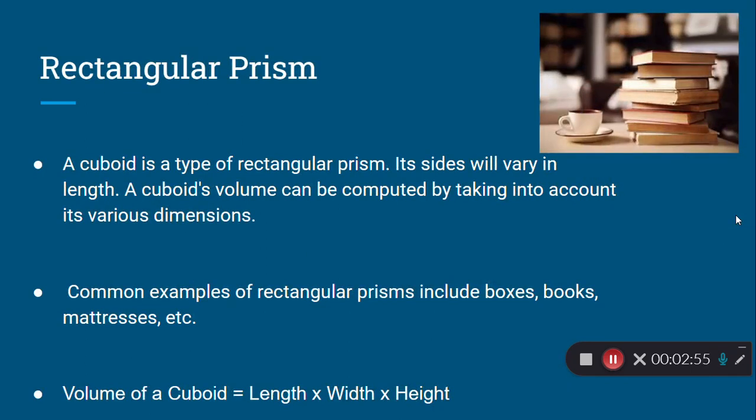Our next example is a rectangular prism. A cuboid is a type of rectangular prism. Its sides will vary in length. A cuboid's volume can be computed by taking into account its various dimensions. Common examples of rectangular prisms include boxes, books, or mattresses, etc. The volume of a cuboid equals length times width times height.